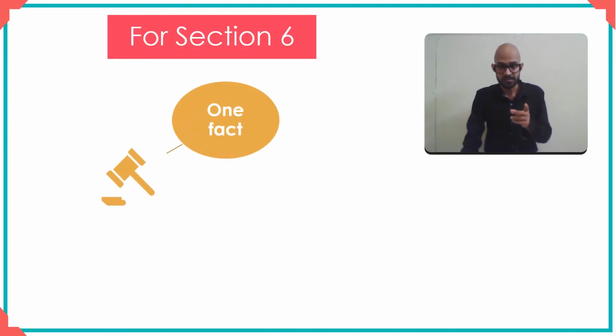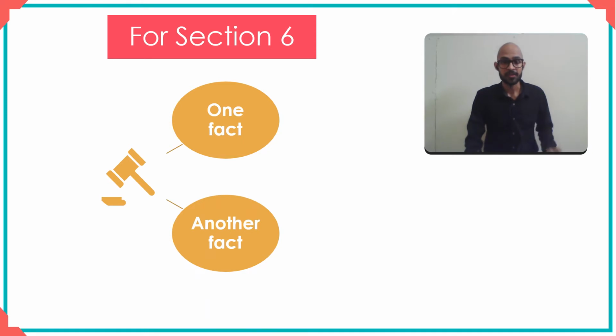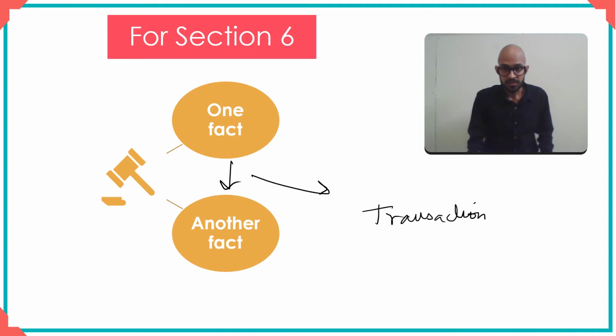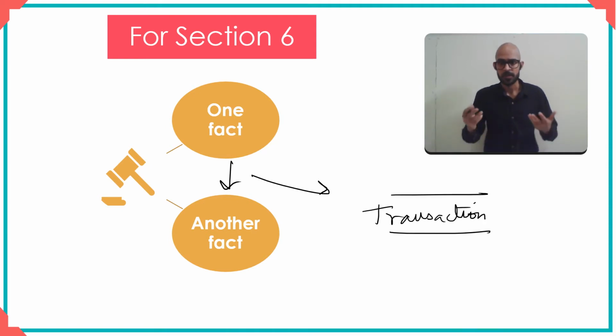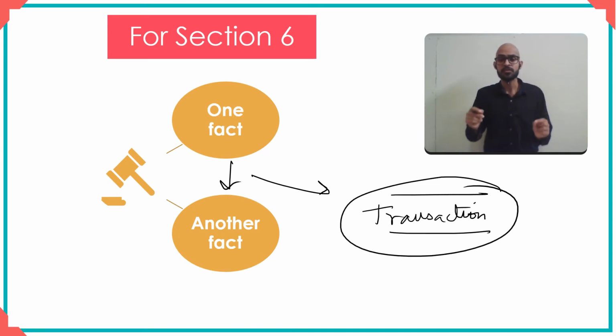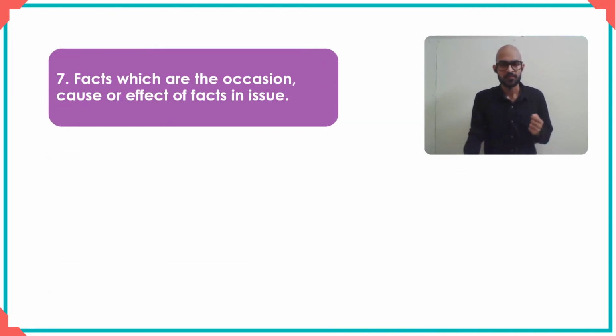For section 6, just to remind you, we saw that the connection between these two was that they were forming a part of the same transaction. So this is the key word that you need to remember, right? So when you have to remember section 6, you remember the relationship. What is the relationship? The relationship of forming a part of the same transaction. Therefore, your key word for section 6 is the word transaction. Let's now look at what we have to see for section 7. Let us have a look at section 7.